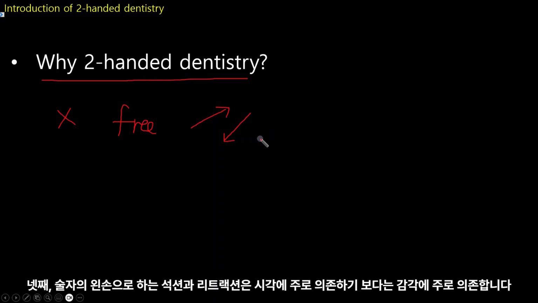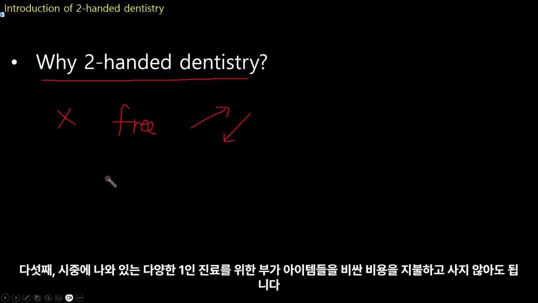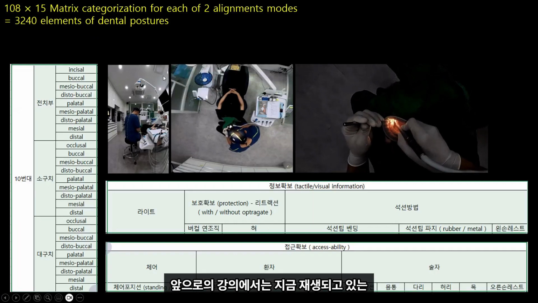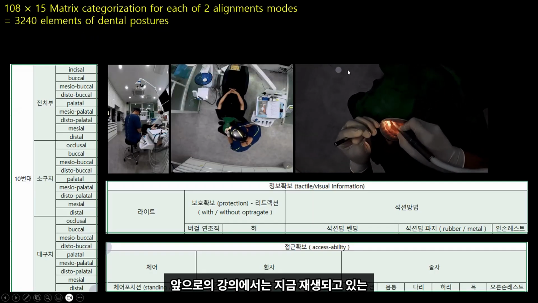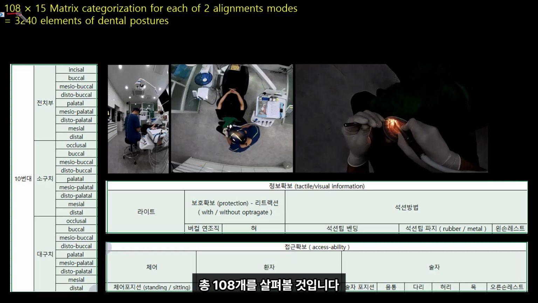Fourth, using your left hand for suction and retraction relies more on tactile feedback than on visual cues. Therefore, you can perform suction and retraction without having to look. Fifth, you won't need to purchase any additional expensive items for solo practice that are already widely available on the market. Sixth, as a result of all this, the practitioner finds it easier to work and the patient receives more comfortable treatment. In the upcoming lectures, we will be thoroughly examining a total of 108 short video clips, similar to the one that is currently being played.